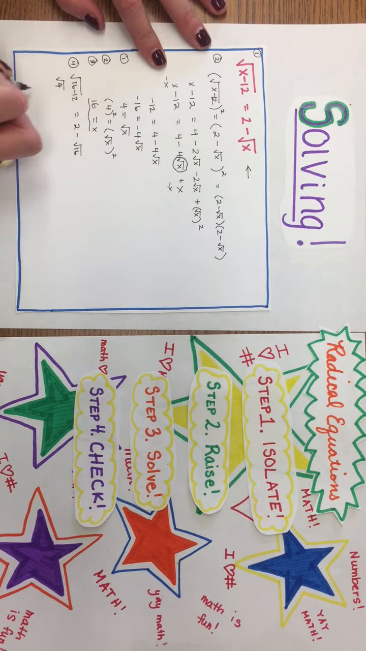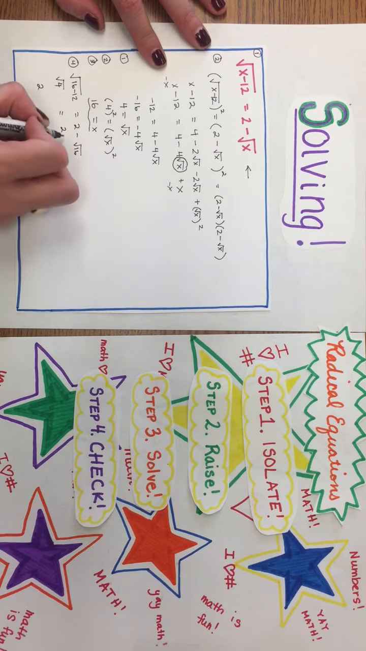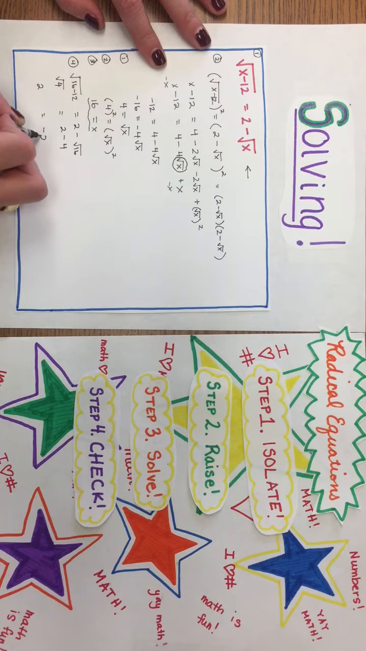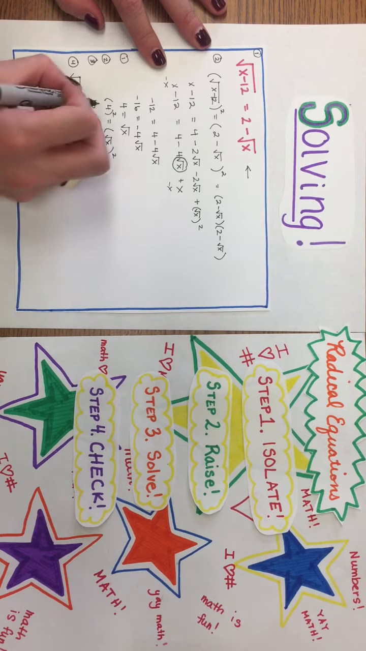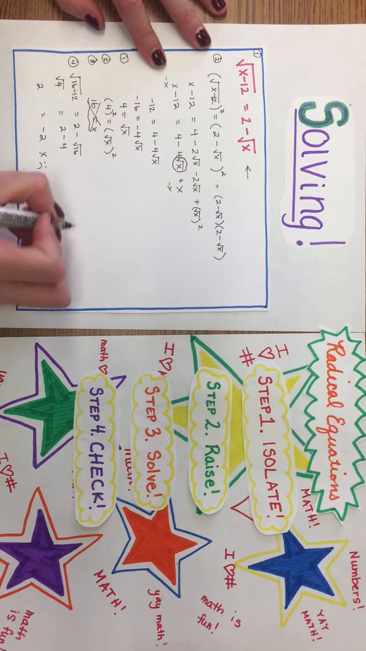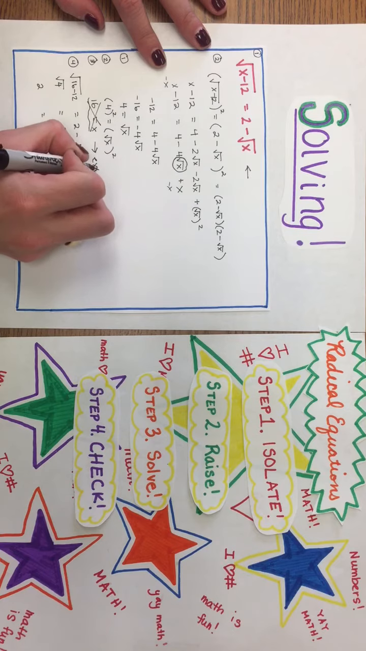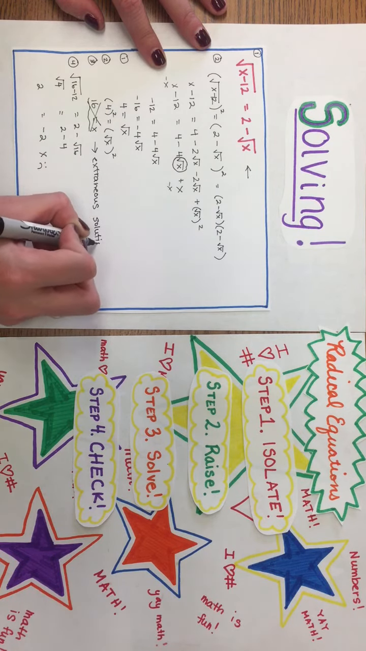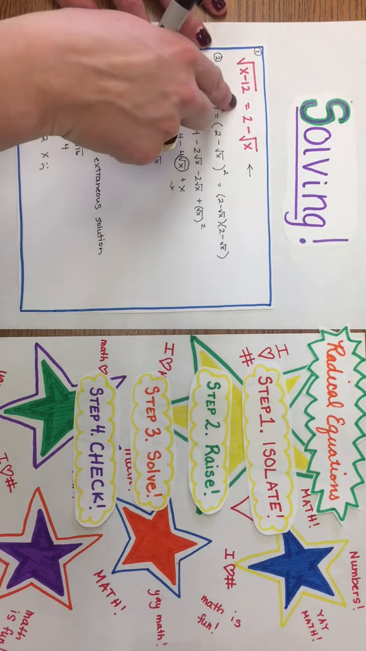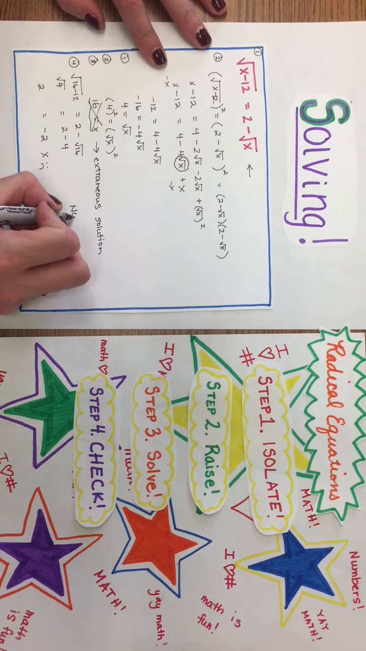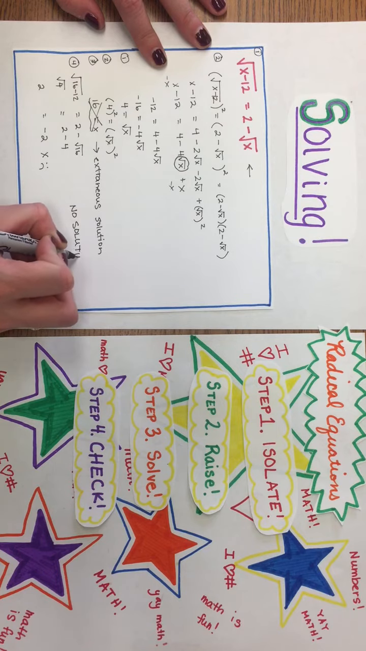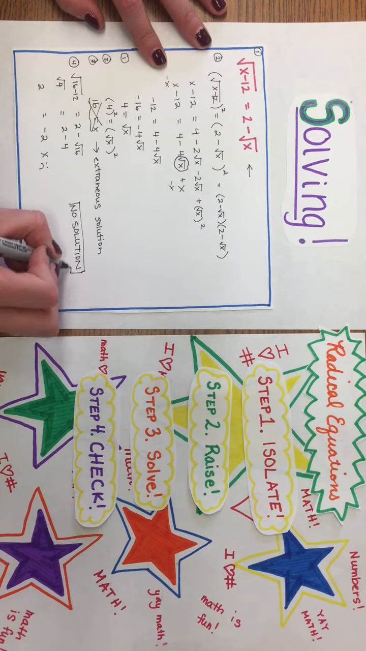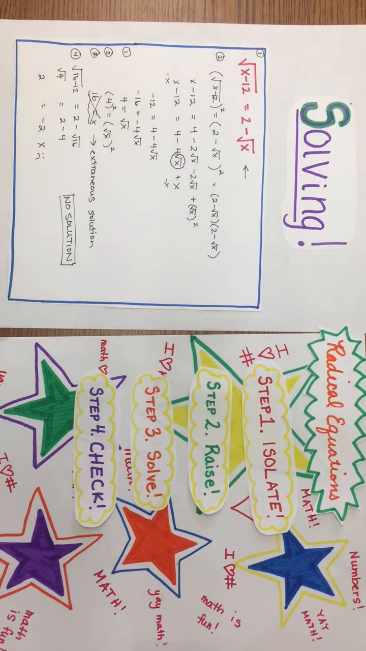16 minus 12 is 4. The square root of 4 is 2. The square root of 16 is 4. 2 minus 4 is negative 2. 2 does not equal negative 2. So 16 is not an answer. This is an extraneous solution. So for this particular problem, there is no solution.